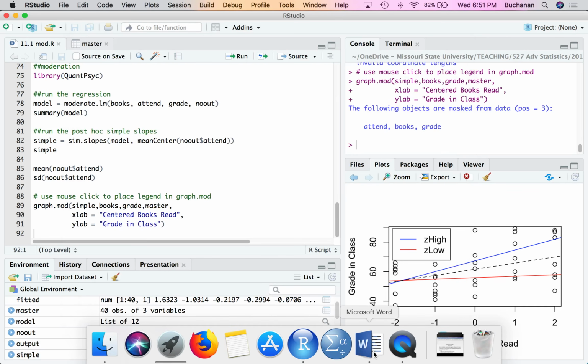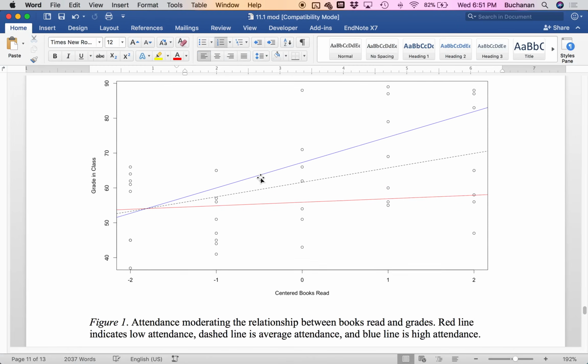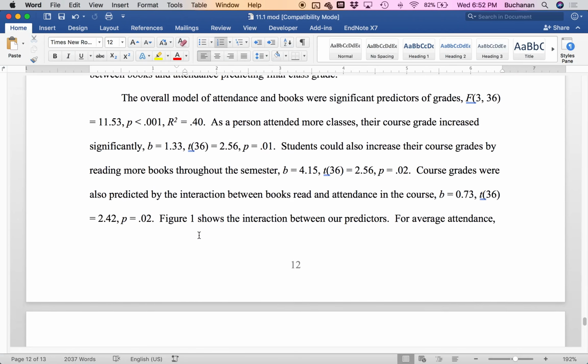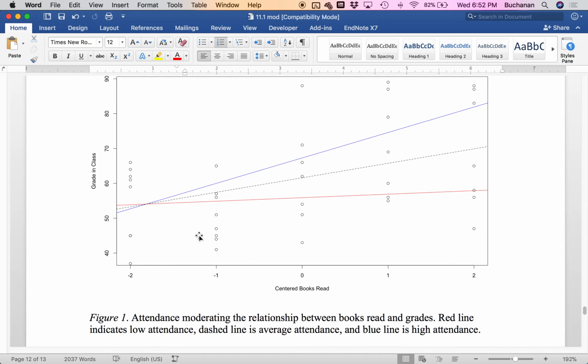And so I have an example right up here at the end. I did not include the little legend. That just explains how you might write one of these moderators up. They're actually pretty short, unless you have a really complicated model, because you end up talking about the overall model, the predictors, and then the simple slopes. Okay. So altogether, this is moderation using the QuantPsyc package.